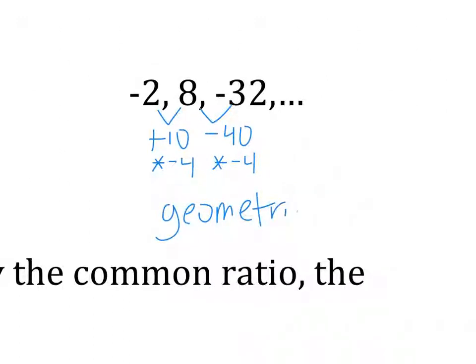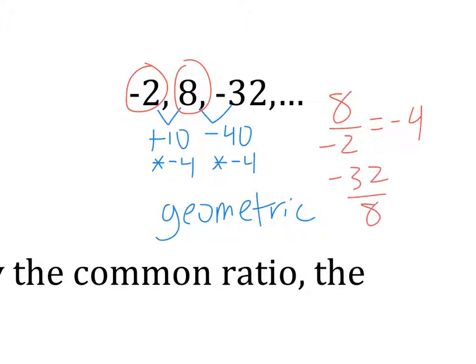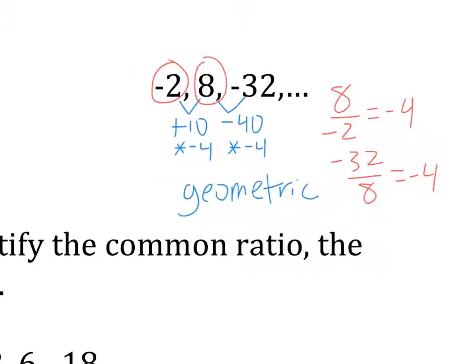If you're unsure what you're multiplying by, you can always take the second term divided by the first term. So we do 8 divided by negative 2. That gives us negative 4. We can check that. Same thing with negative 32 divided by 8, which equals negative 4. You would always want to check that with the term that comes after divided by the term that comes before.